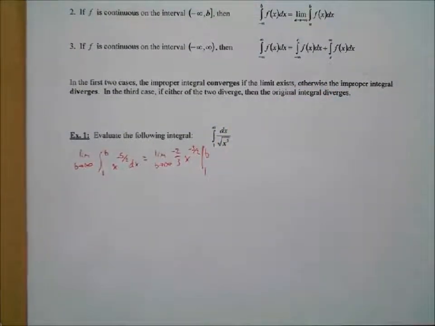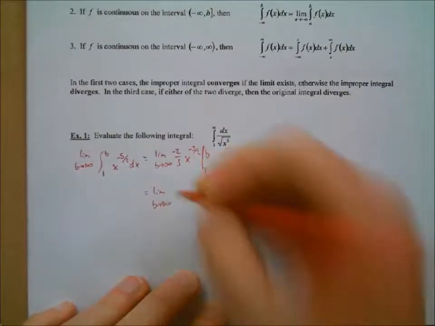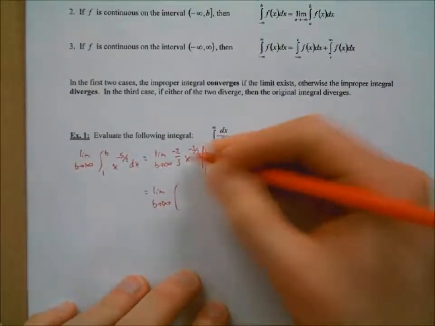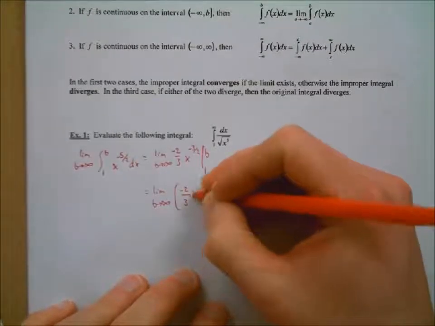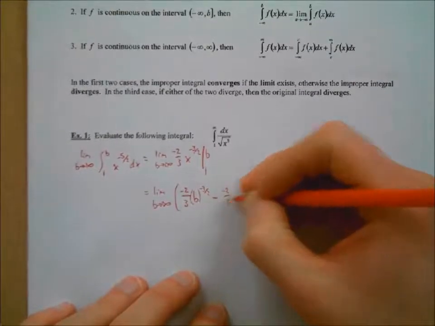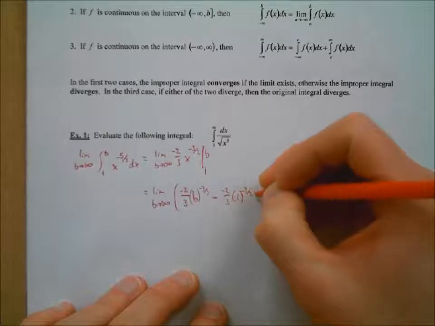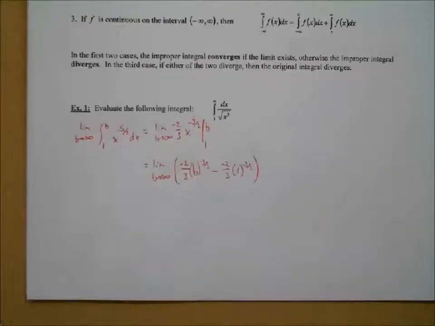Again, we haven't quite evaluated our limit yet, so next step, when we go and evaluate here, we still have to write the limit as b approaches infinity of this thing, and now we'll plug in our upper limit and lower limit. So negative 2 over 3 b to the negative 3 over 2 minus negative 2 over 3, 1 to the negative 3 over 2. So far, nothing too different. We just have to write this extra limit in front, right?